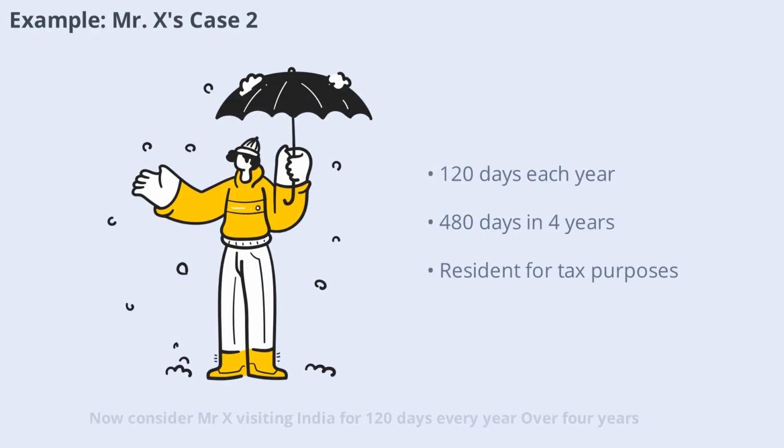Now consider Mr. X visiting India for 120 days every year. Over 4 years, that's 480 days, and in the relevant previous year, he stayed 120 days. This satisfies the second condition, more than 365 days in 4 years and more than 60 days in the relevant year. Thus, for assessment year 2018-19, Mr. X is considered a resident for tax purposes.